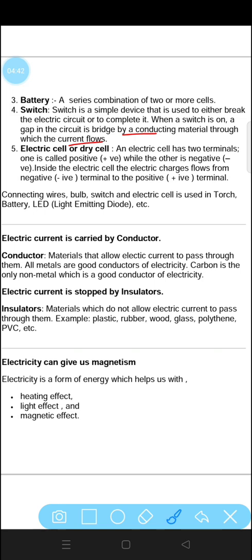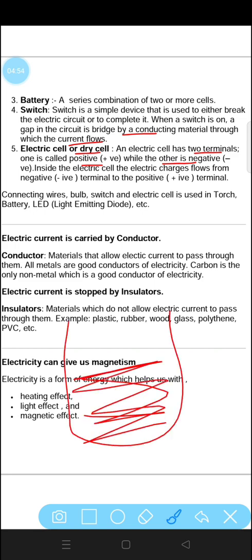Next one is electric cell or dry cell. An electric cell has two terminals. One is positive while the other one is negative. Just suppose we have an electric cell. This one will be negative. This one will be positive. Inside the electric cell, the electric charges flow from the negative terminal to the positive terminal.